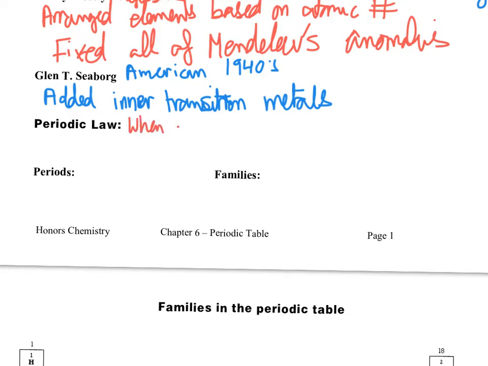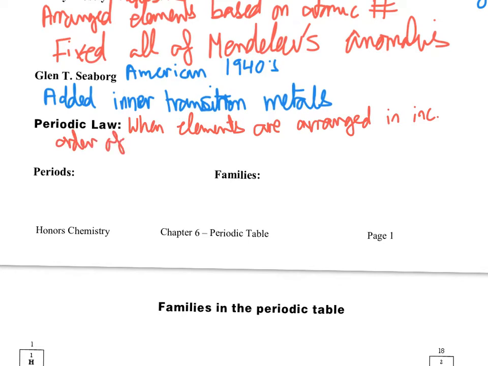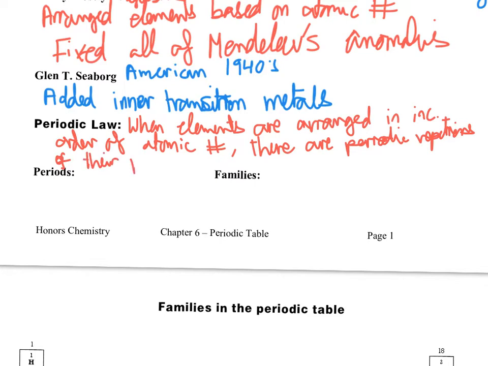When elements are arranged in increasing order of atomic number, there are periodic repetitions of their physical and chemical properties. Which again is what's so great about our periodic table.